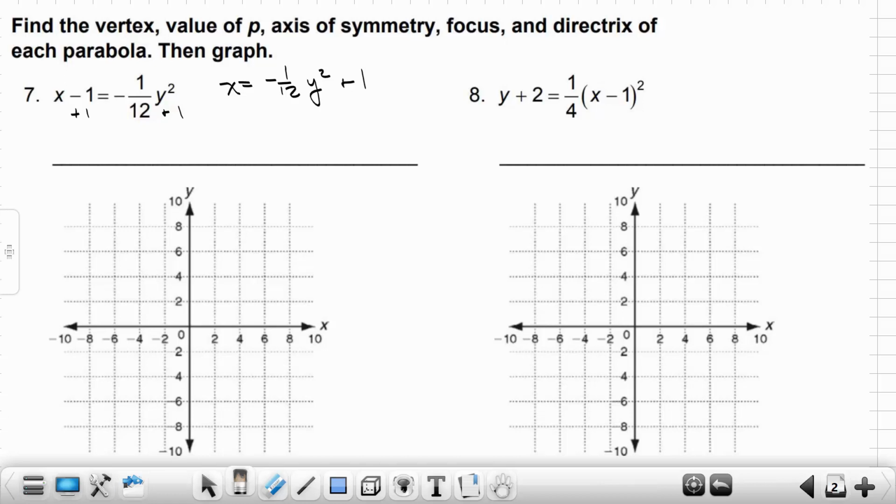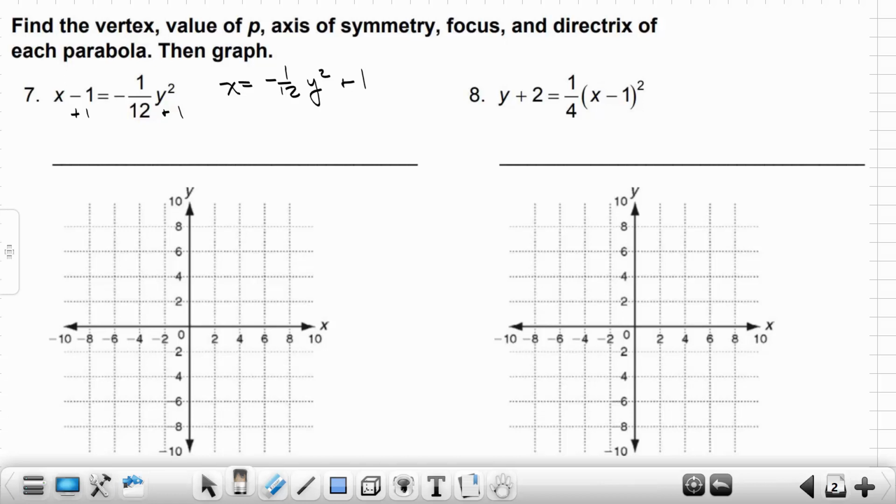Is this a horizontal or vertical parabola? Horizontal, because it's an x equals. So it's either facing right or it's facing left. One of the two. Okay, it's facing left. Why is it facing left? Because of the negative. So it's facing to the left.